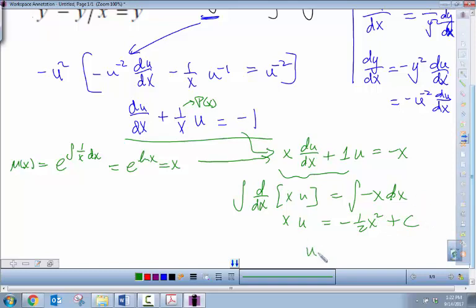And then u is negative 1/2 times x plus c over x. So if we would have had a plus c on our u of x, it would have been x plus c. Well, I think the plus c would be up here as a power, which would make it a coefficient of x, like an a.